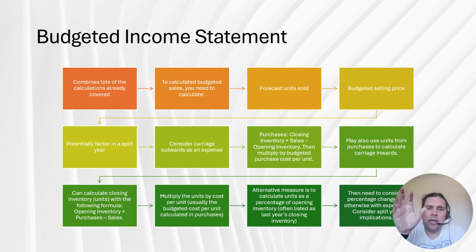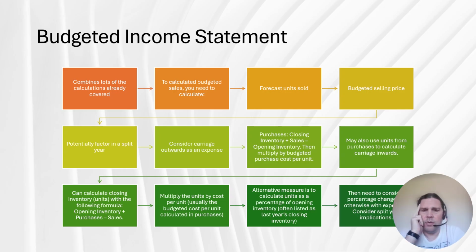When you've done the sales, you then need to look at the purchases and your cost of sales section. And part of that is to work out the amount of units you need to produce. So I've popped in there purchases. Now, purchases in that context would be the production budget.